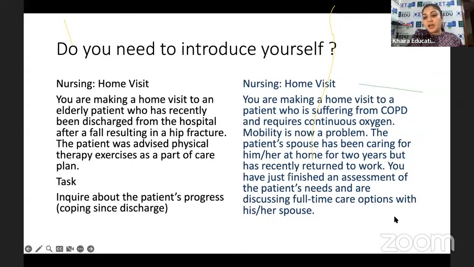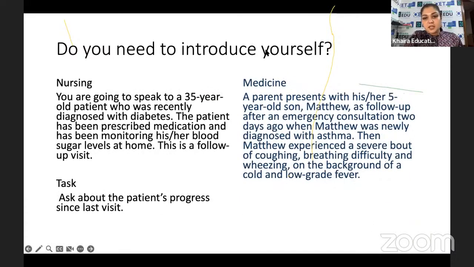All right, Jenny, I've just examined John, and now I'd like to speak to you about care options for John while he's at home. May I proceed? So this is a good introduction. Great. Now let's come to another scenario. Again, read the one on the left-hand side and tell me, would you need to introduce yourself in this case?